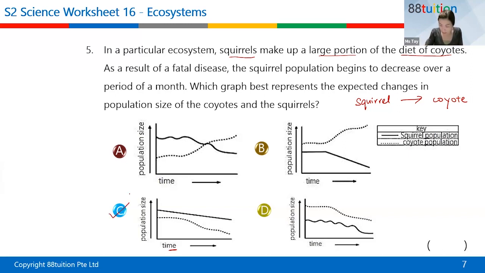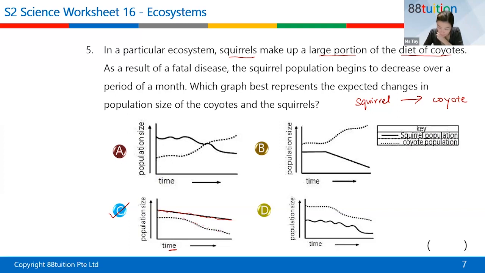The answer is actually C. You all know already. It says that the squirrel population begins to decrease over a period of months, so it's going down gradually. I know this seems like quite a straight line. It might not be so straight in terms of the graph. It can be a little bit curved, but it's definitely going downwards. Clear? But how can this particular animal increase in terms of numbers? That's the part that I was a bit concerned about.